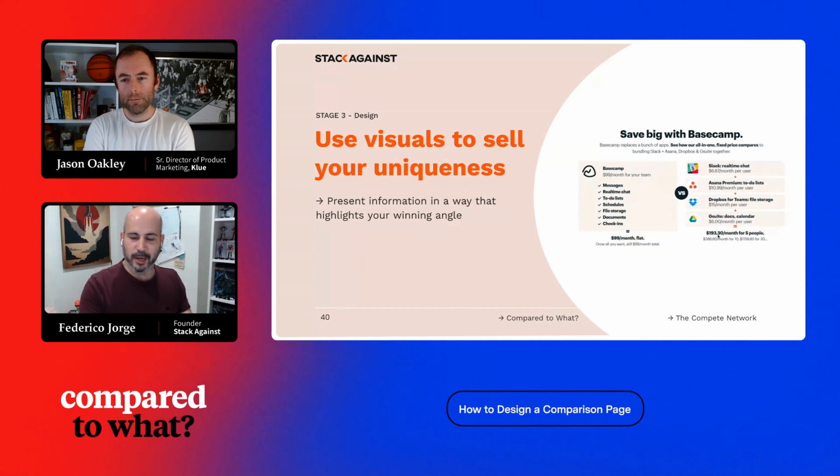They're in my mind already. They're trying to answer the question that I have in my head. How much is it going to cost me versus all these tools that I'm already using, or that I should use if I decide not to go with Basecamp? So I think that's what's really interesting here, how this is approached from a very customer-centric perspective.